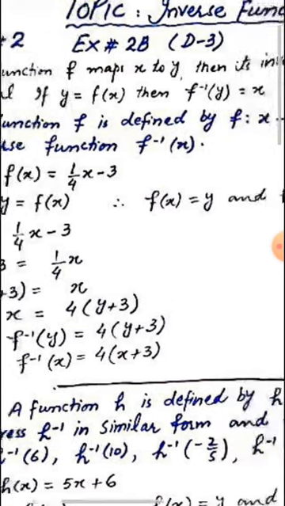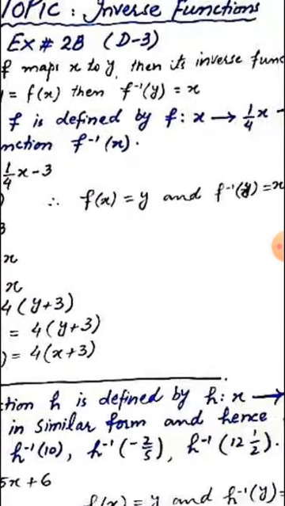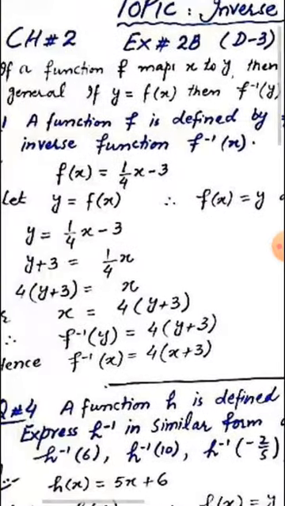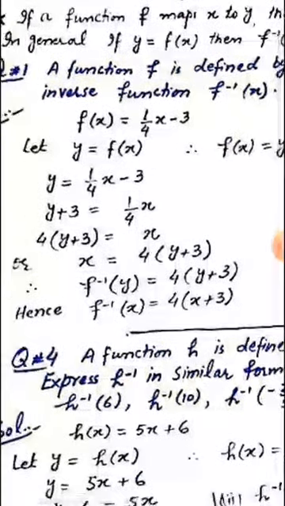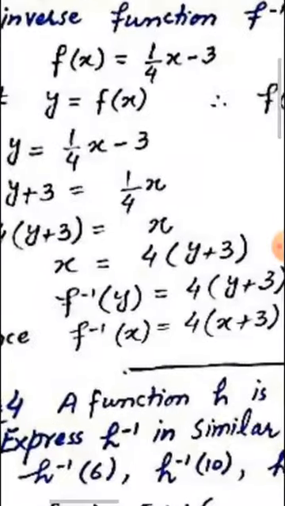Then its inverse will be f inverse y is equal to x. y is equal to f(x), and the function value is 1/4 x minus 3. y plus 3 is equal to 1/4 x. Here we will make x the subject of the formula. So 4 into (y plus 3) is equal to x, or x is equal to 4 into (y plus 3).